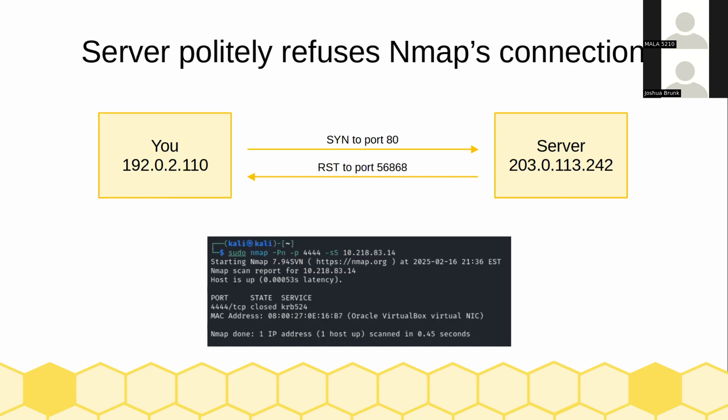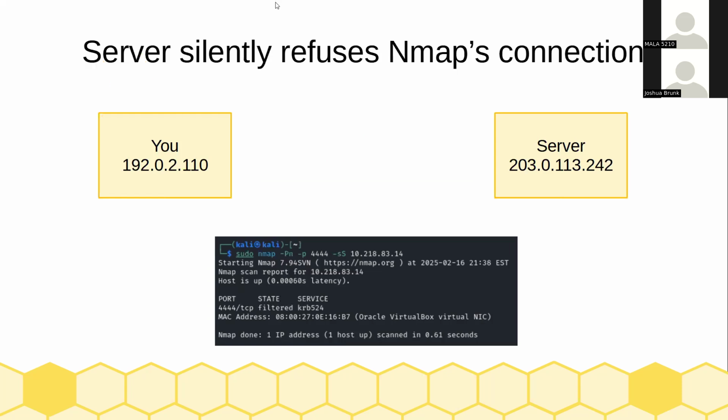But if the server does this, nmap runs the scan, and you'll see that the port has a status of closed. So we scan port 4444 in this case, and nmap will know that almost definitely there's nothing listening on port 4444, or it's just not accessible to you. And you do that, and nmap will know that the port is closed.